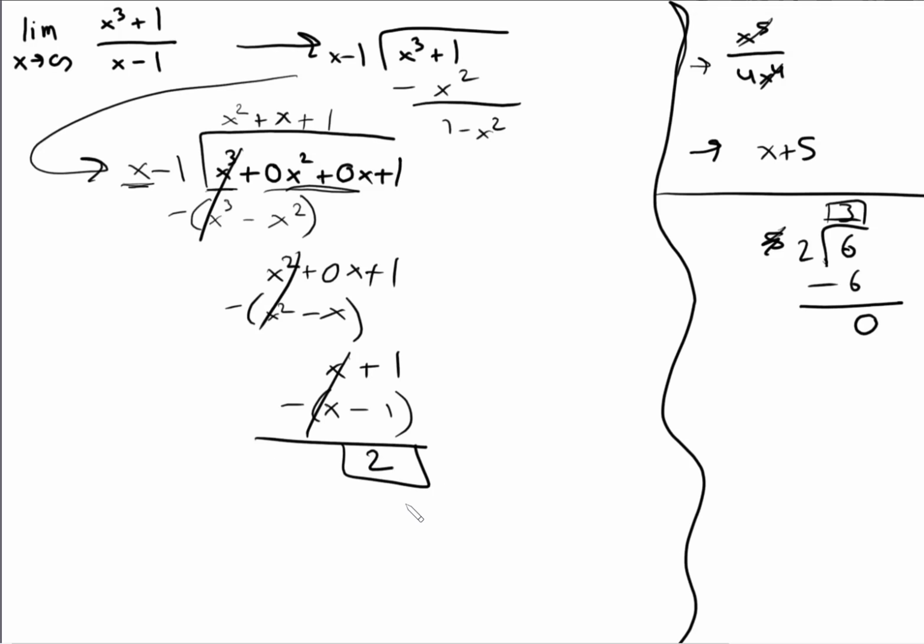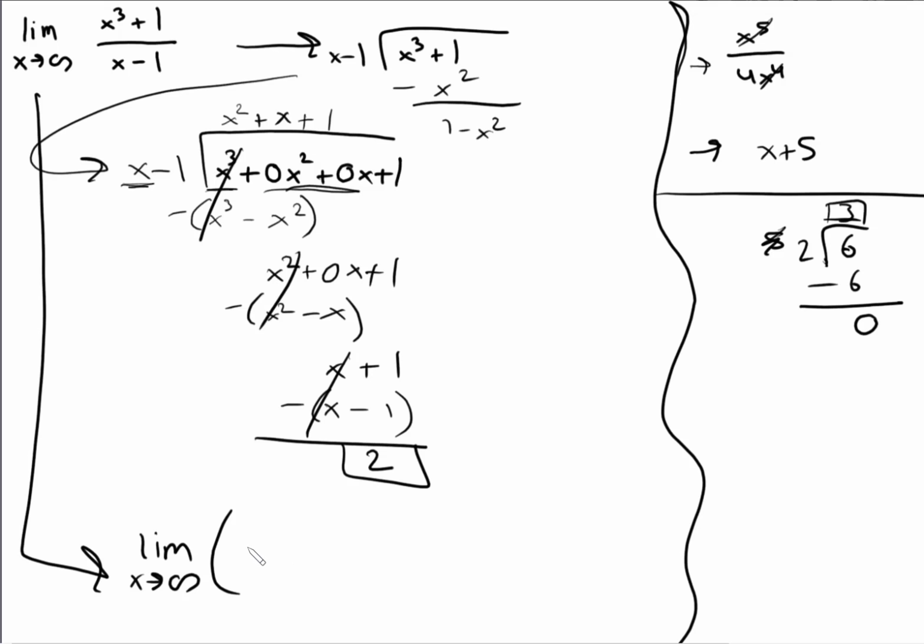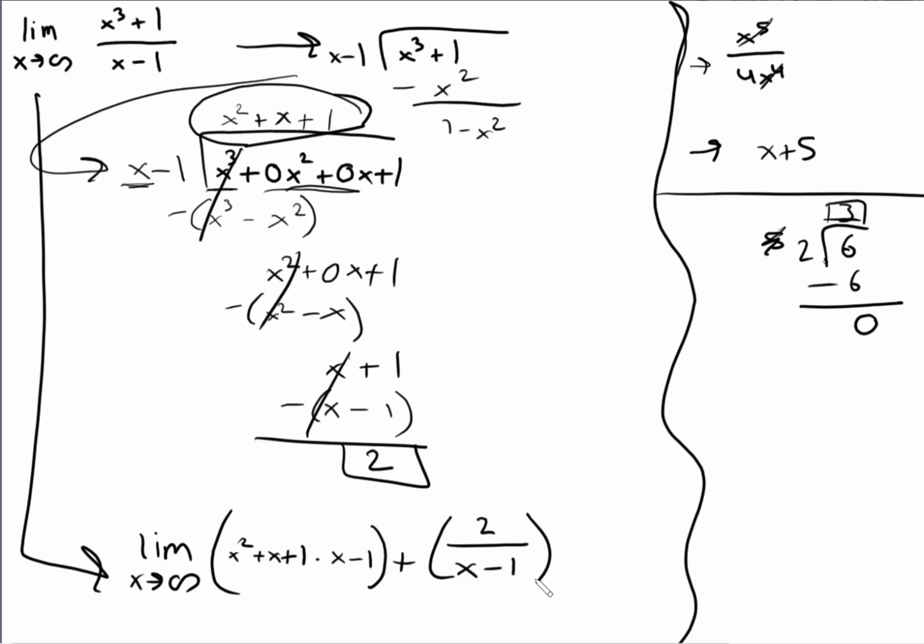Now, what does that mean for the limit? Well, we can now rewrite this limit to be the limit as x approaches infinity of x squared plus x plus 1, times x minus 1, because x cubed plus 1 divided by x minus 1 gets you this, plus 2 divided by x minus 1. So this is the term we have now.